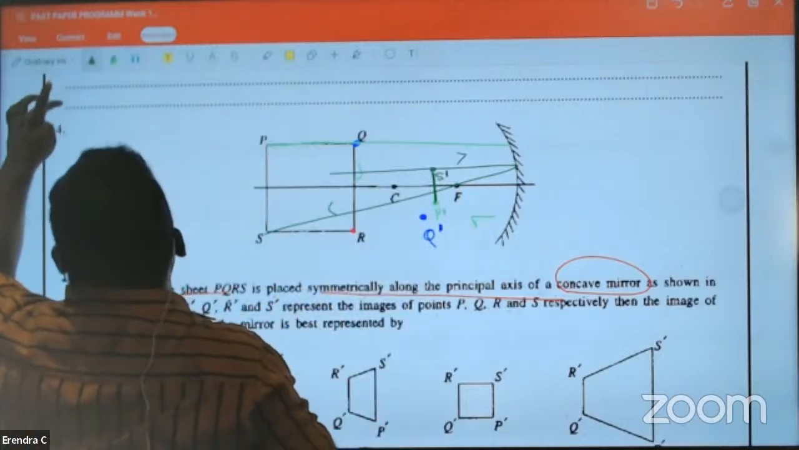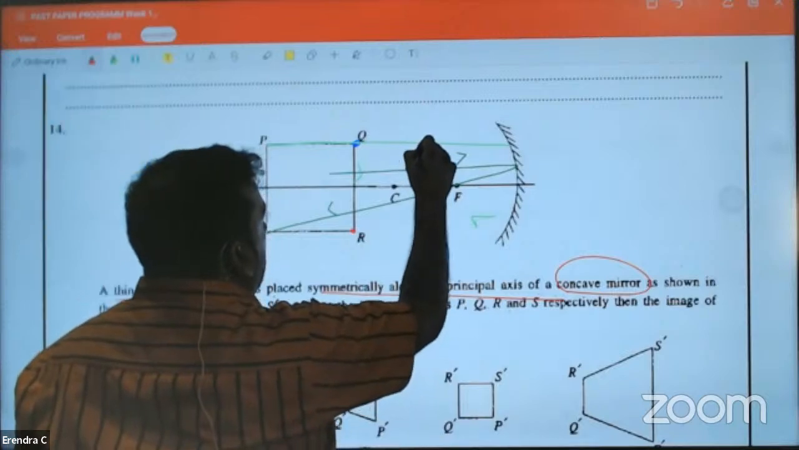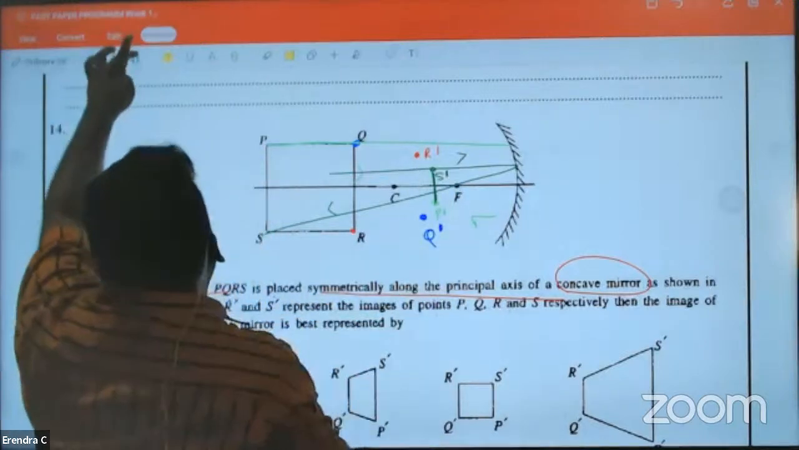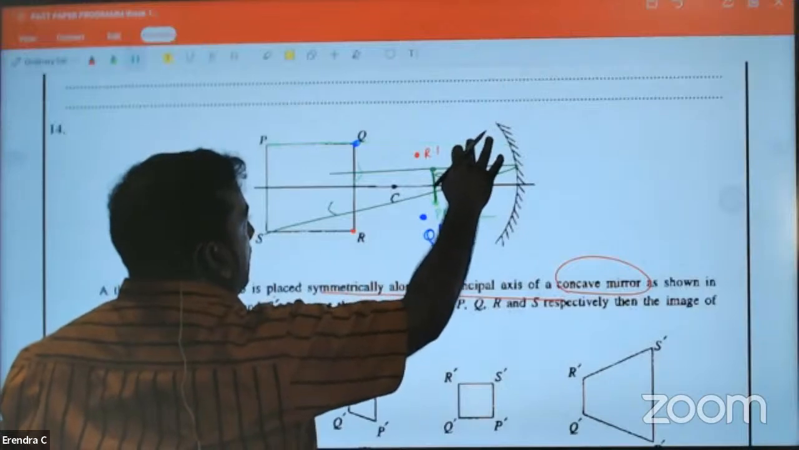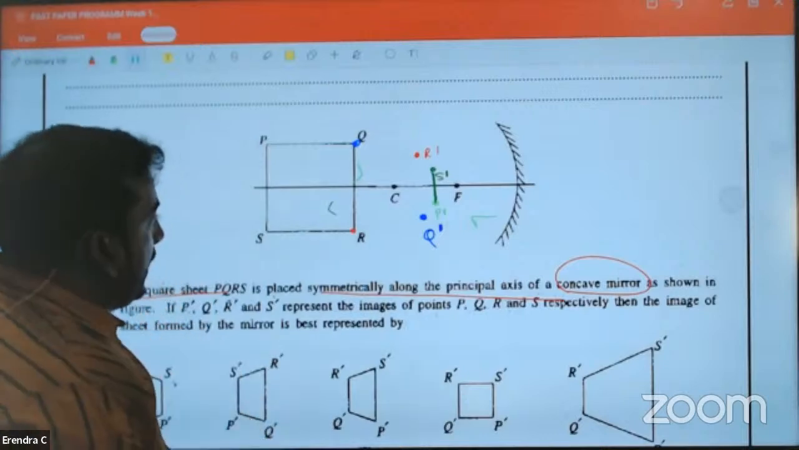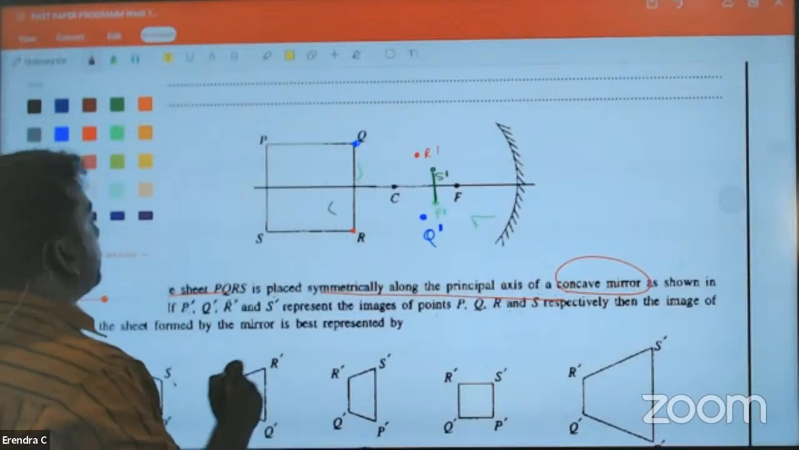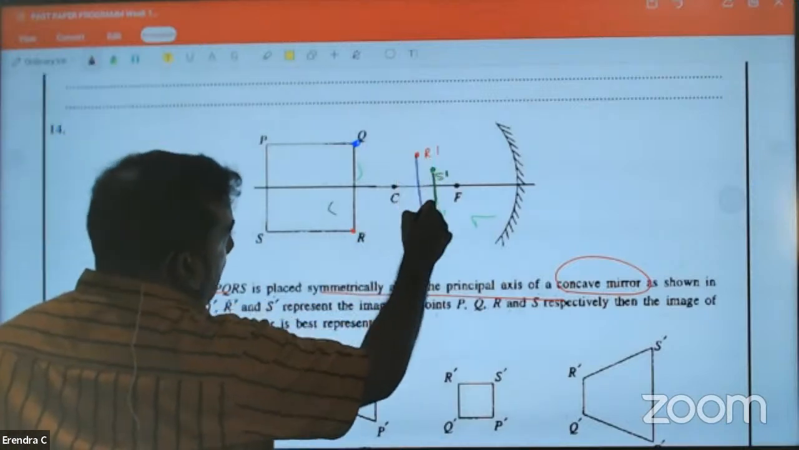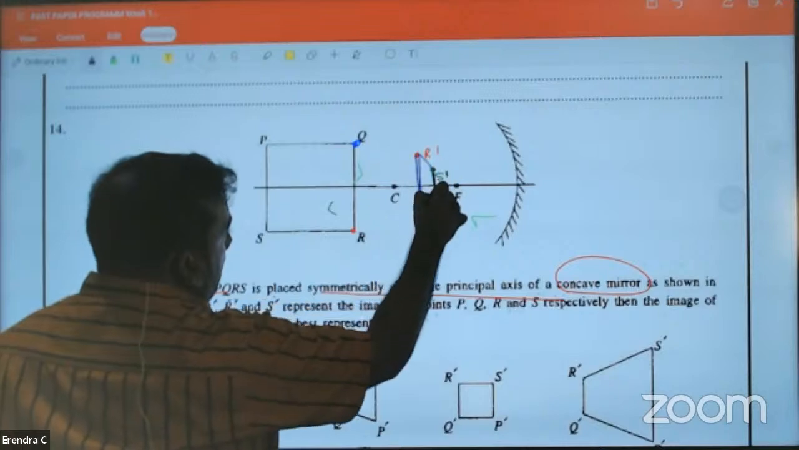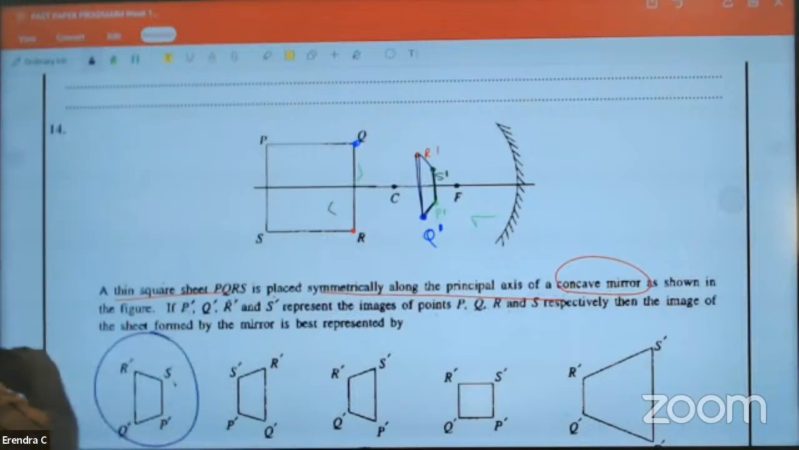R dash is somewhere here. And let me erase the rays. You can see here clearly. R dash, Q dash is bigger. P dash, S dash is smaller. So P dash, S dash, R dash, Q dash. Answer is answer number 1.